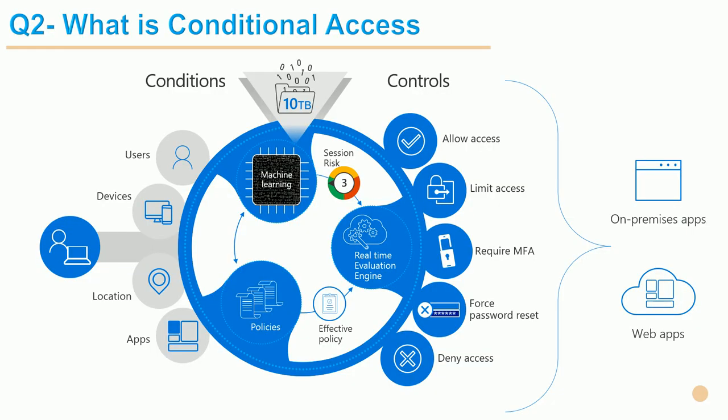What is conditional access? Conditional access is based on conditions, based on certain rules, your device or user will access the company data. So what are the conditions and the controls? In the conditions we can see users or devices, based on the locations or the apps. And the controls, what you can do: you can allow the access, or you can limit the access, or you can require MFA, you can force a password reset, or you can deny the access.